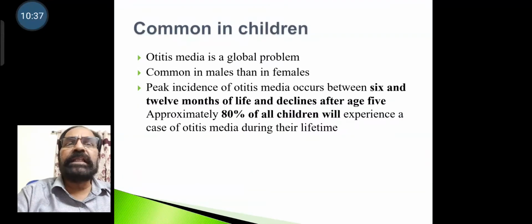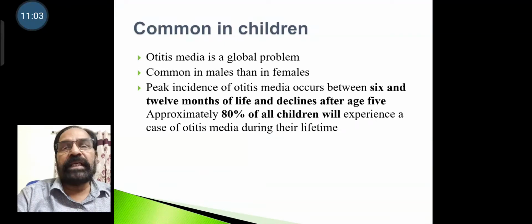It is seen commonly in children. It is a global problem, more common in boys than girls. Peak incidence of otitis media occurs between 6 to 12 months of life and declines after age 5. Approximately 80% of all children will experience a case of otitis media during their lifetime.